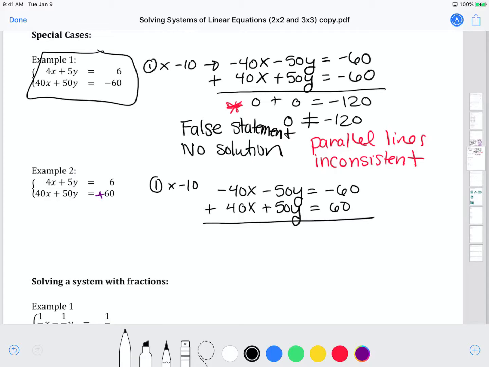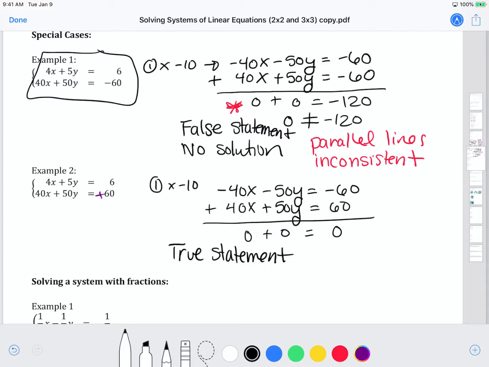When I add those vertically, I get 0 for the x's, 0 for the y's, and the negative 60 and the positive 60 add up to 0 as well. This is a true statement. 0 is equal to 0.